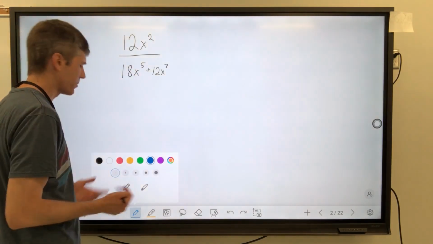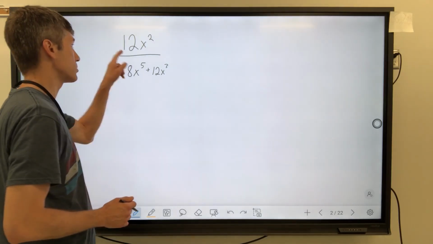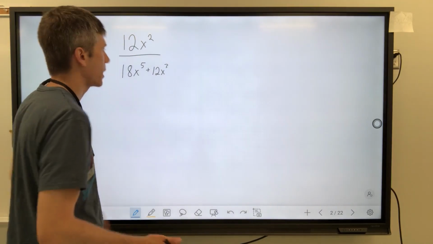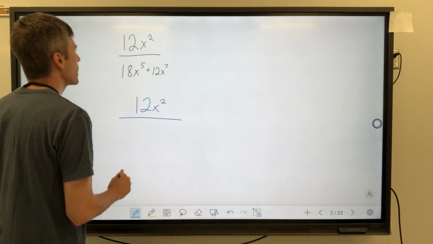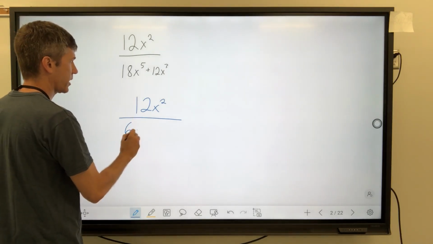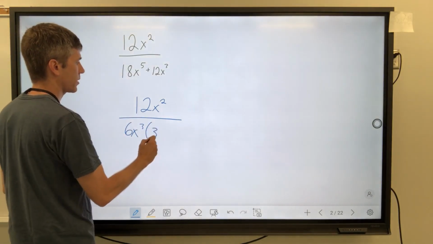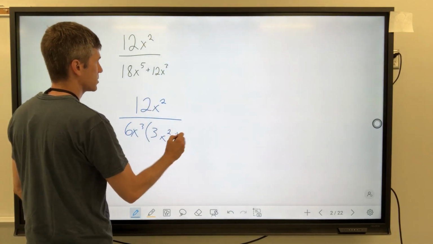Okay, numerator, it's a monomial, so let's not mess with factoring it. I mean, you can if you want to get all technical and be like, that's 2 times 2 times 3 times x times x. Nah, we're adults. Let's not. I'm going to leave that one the way it is, okay? This one instead is going to, well, GCF, 6x cubed. And then that's going to give me, let's see, divide 6 from that, I get 3x squared. And then 12 divided by 6 is 2.